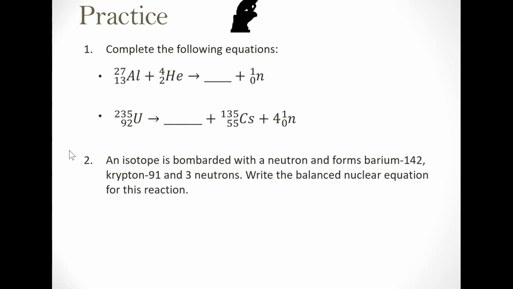Let's practice. Here we are instructed to complete the equation. We have aluminum 27 being bombarded by a helium nucleus to form an unknown nuclide that we need to identify, and a neutron particle.